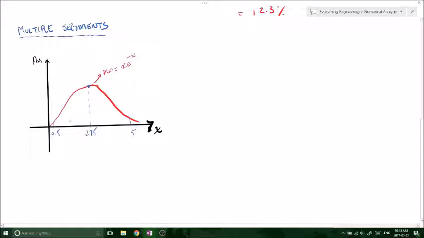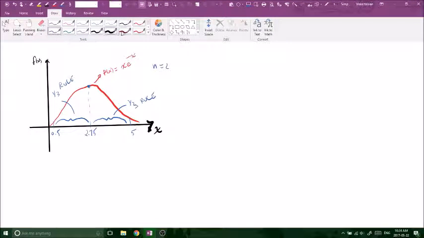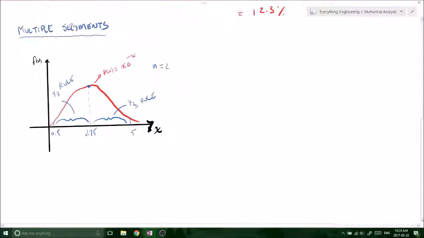2.75. But now using multiple segments, in this case, n is going to be equal to 2, and we're going to apply Simpson's 1/3 rule twice. So we want to apply it to 2 different segments. We're going to break this up and have 2 different integrals, basically.